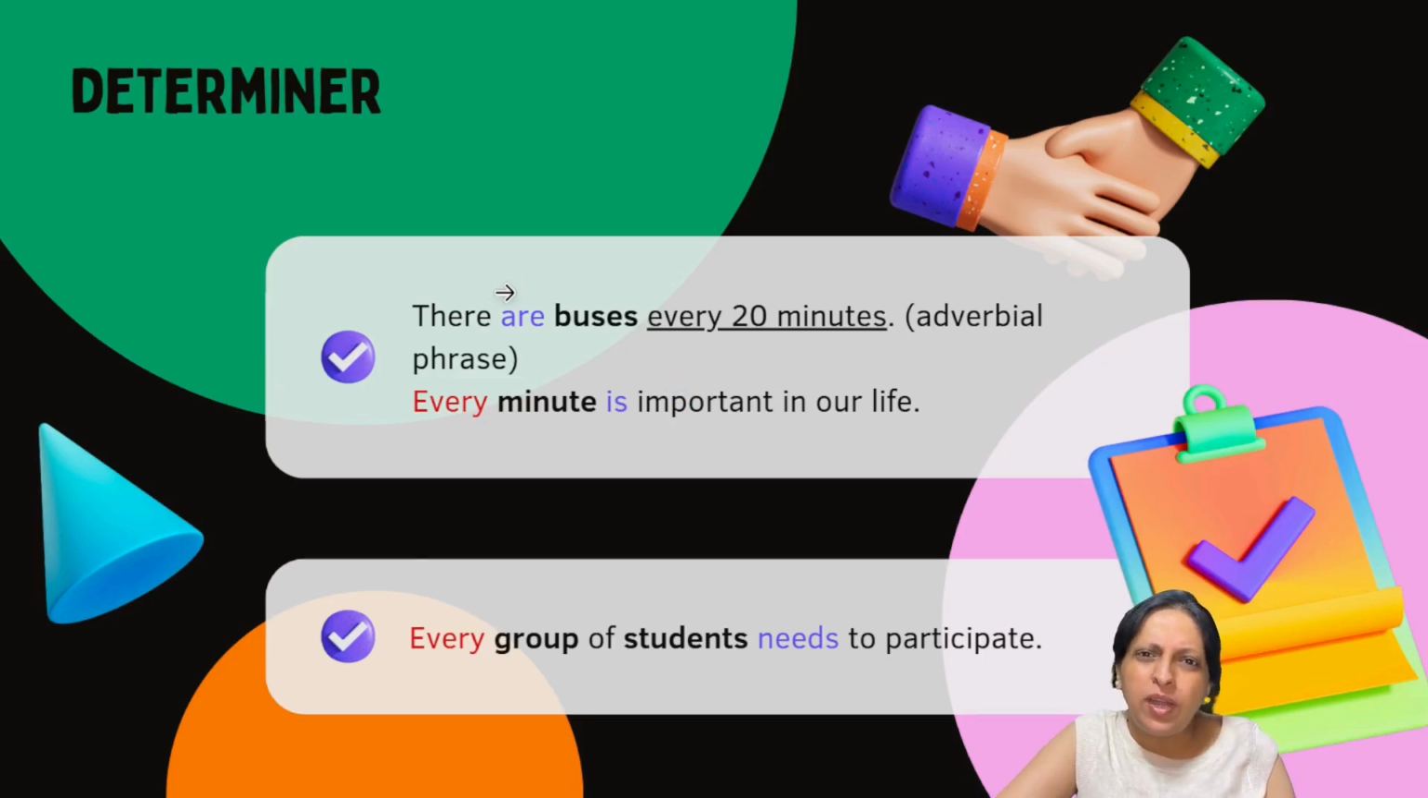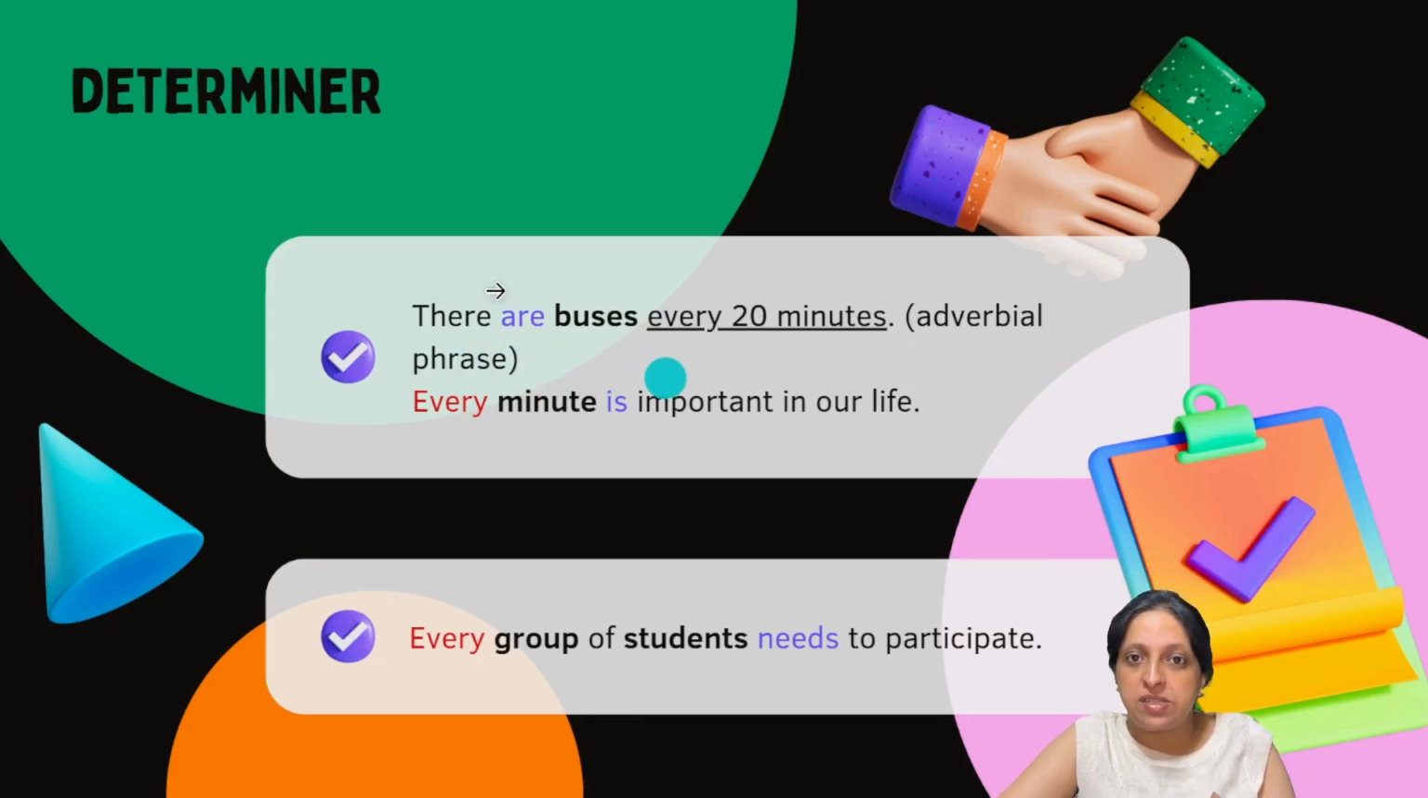Okay, but we know that every always takes a singular subject and a singular verb. But every is not put before a subject here. Just check out this sentence. Every 20 minutes is an adverbial phrase. Which is the subject in this sentence?